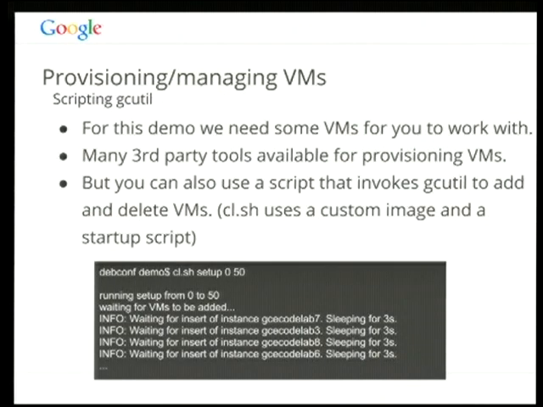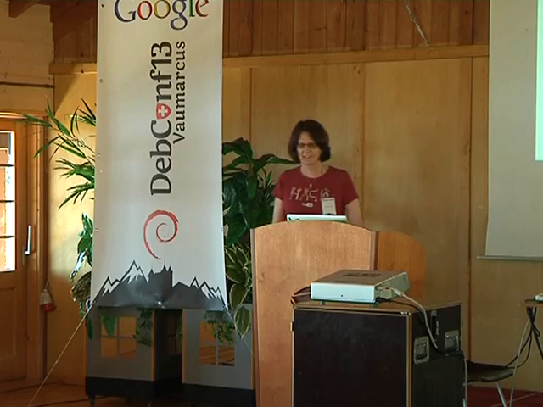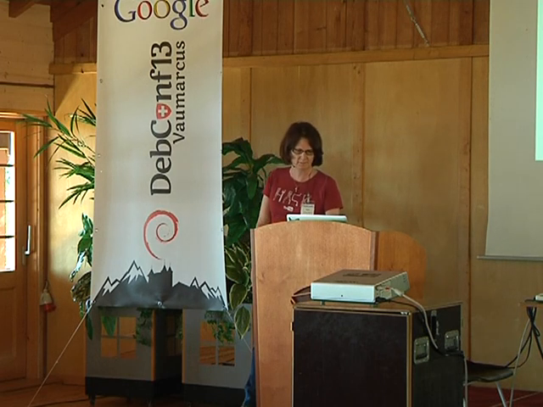Provisioning and managing virtual machines. For this demo, we're going to need some virtual machines that you can work with. There are lots of third-party tools available to provision instances, things like RightScale, Scalr, Puppet, Chef. They can all be used to dynamically provision instances based on workloads. But you can also use a script, which would just invoke GCUtil to add and delete virtual machines. What we're using here is a script we created for this particular demo called cl.sh. I was going to run it live, but it'd probably take too long, so I decided not to. But that's what you'll see. We'll run the script, and it'll create 50 to 60 instances for us. It takes 4 or 5 minutes to create that many instances.